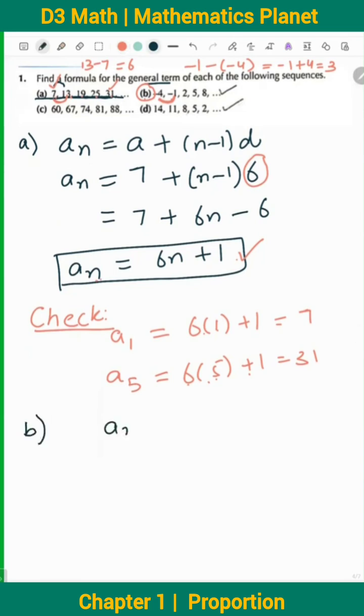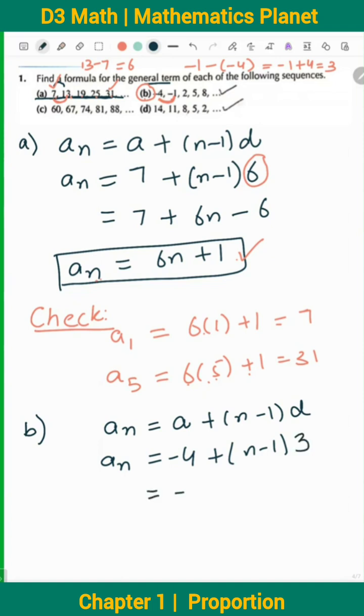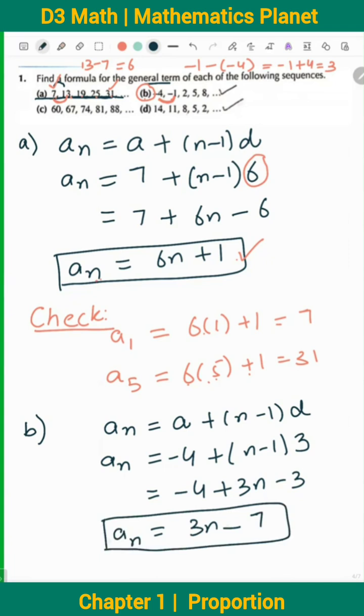For the B part, an is equal to a plus n minus 1 into d. What is the first term in the B part? Minus 4. Minus 4 plus n minus 1. What is d? The difference is 3. Minus 4 plus 3n minus 3. So it means 3n minus 7. So an is equal to 3n minus 7.